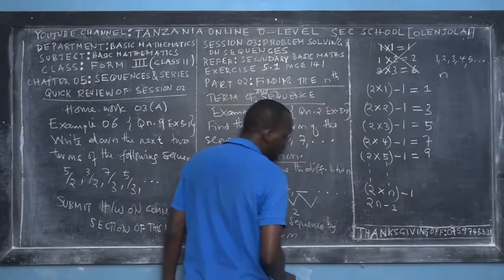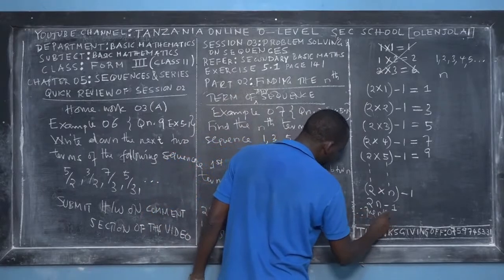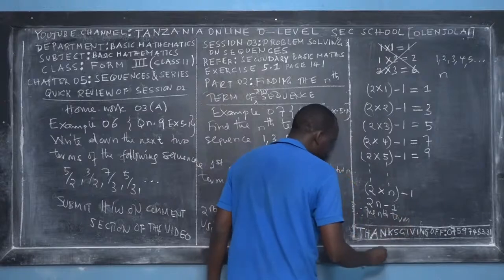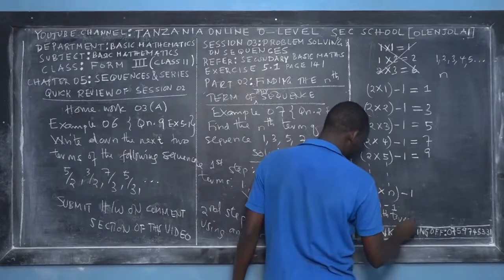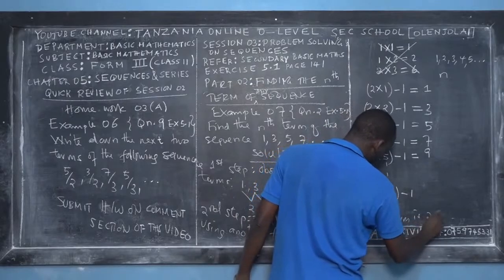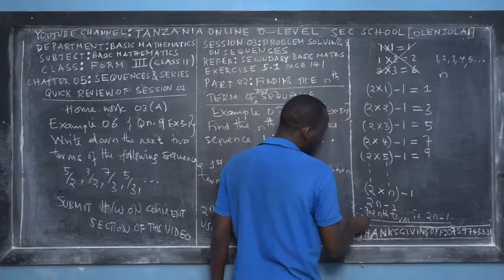So this is our nth term. Therefore, the nth term of the given sequence is what? Twice n minus 1.